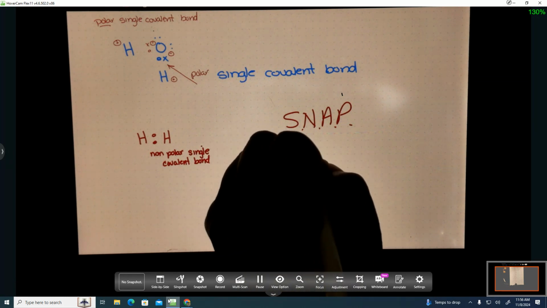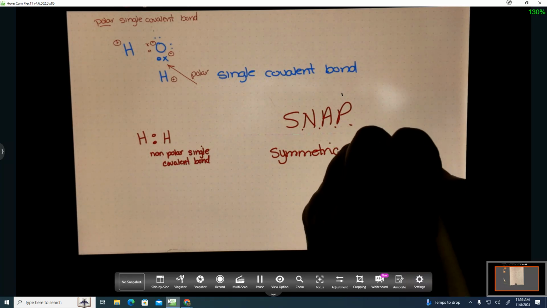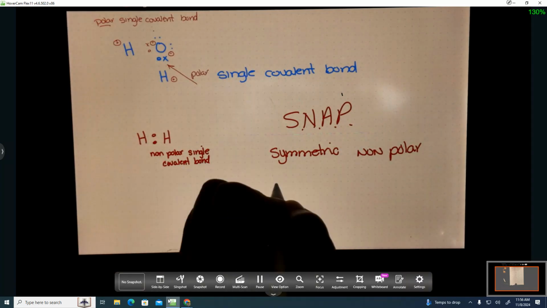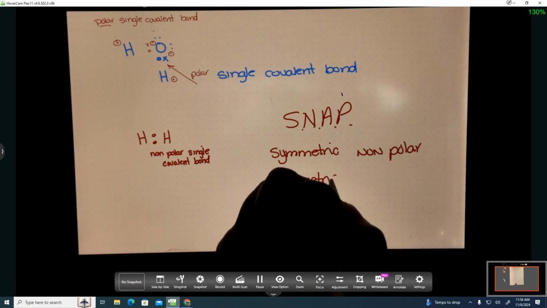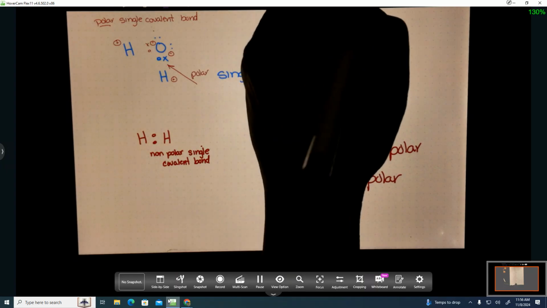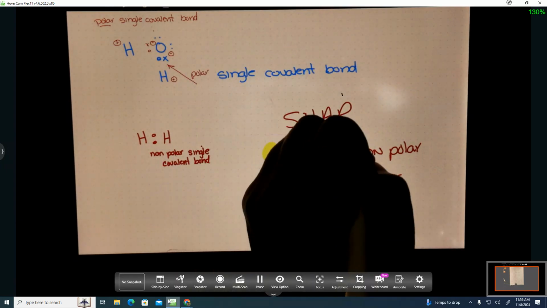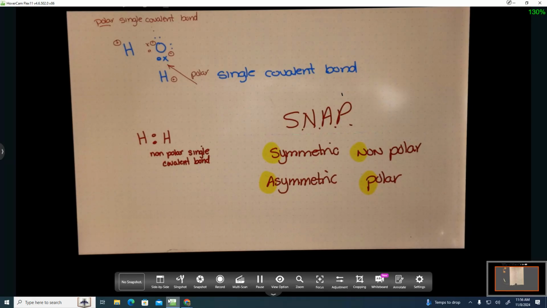Symmetric is nonpolar. Asymmetric is polar. Let's get a highlighter so we can highlight. S-N-A-P. SNAP. If it's symmetric, it's going to be nonpolar. If it's asymmetric, it's going to be polar.